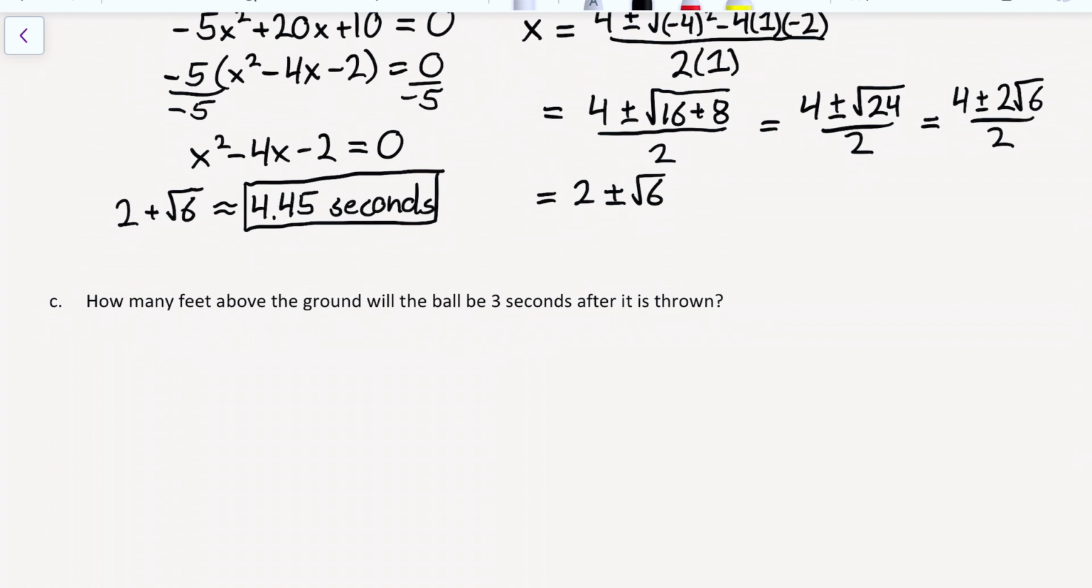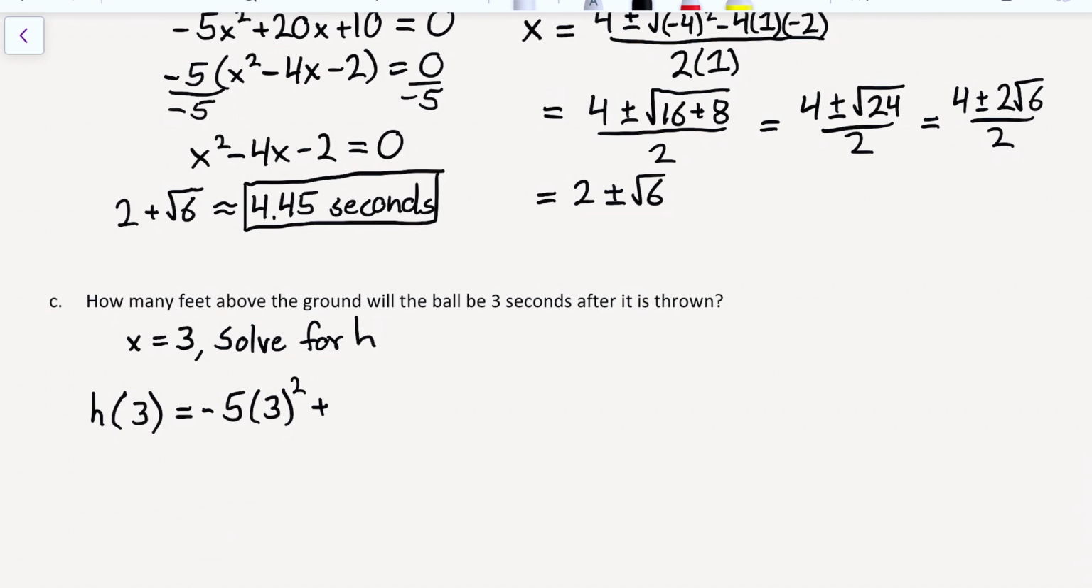Last question. How many feet above the ground will the ball be 3 seconds after it is thrown? So here we are told a time, which is our input value or our x value. And we are asked to solve for the height. Solve for h. So to answer this question, we simply do an evaluation. We need to find h of 3. We're plugging in a time value, an x value of 3.